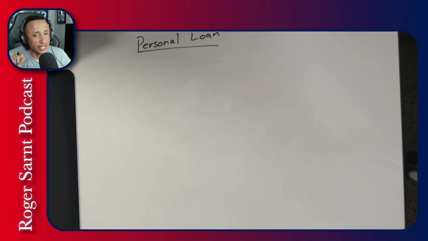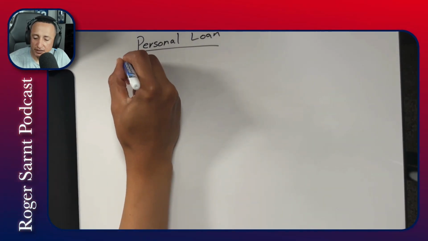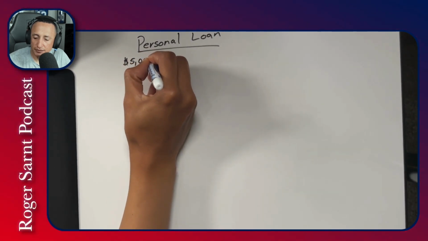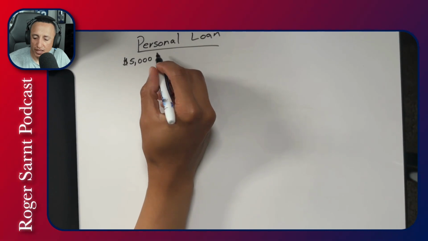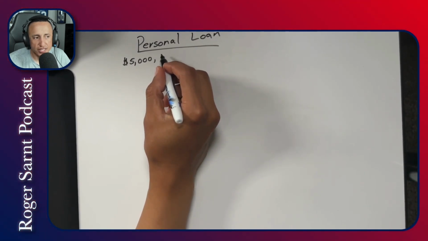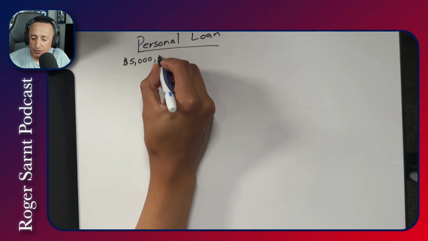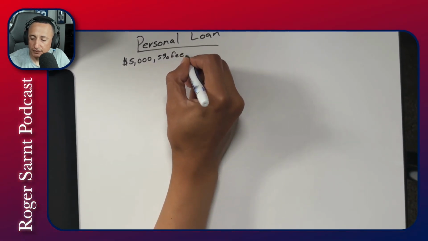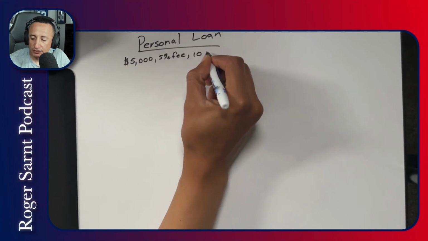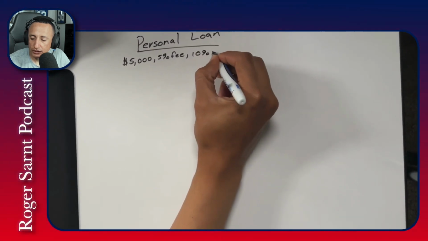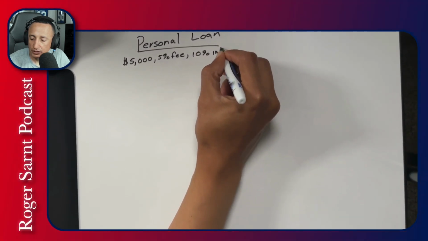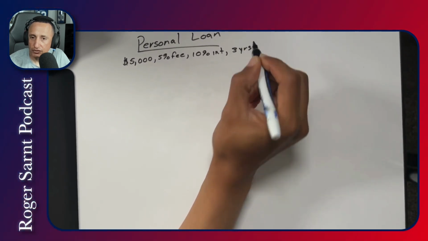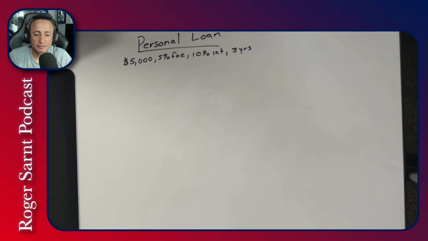So, let's give it a term. Let's give it a principal, which is going to be $5,000, small personal loan. And then it's going to be at 5% origination fee, at 10% interest. And that's going to be for 3 years. Because ain't nobody giving you no personal loan for 45 years.